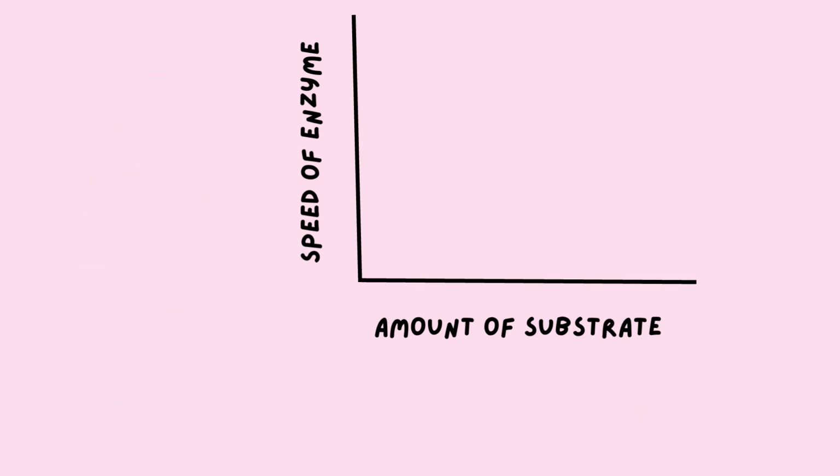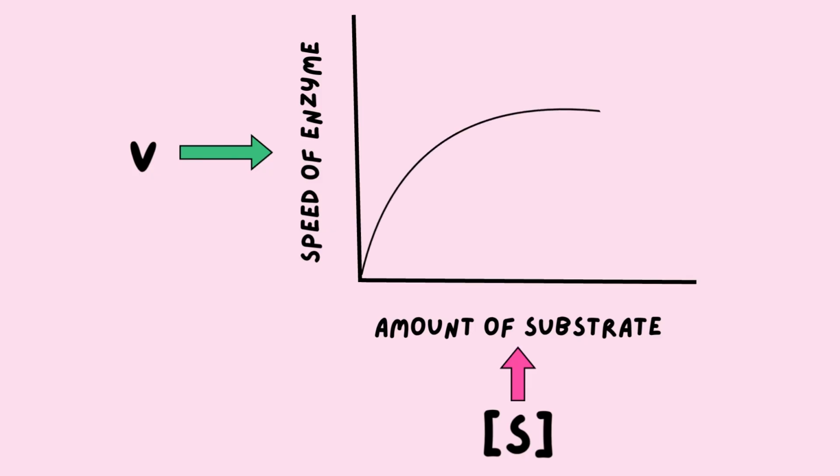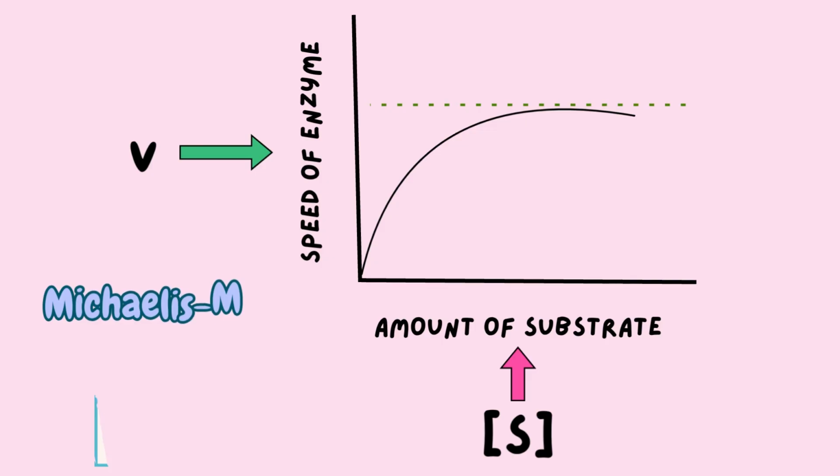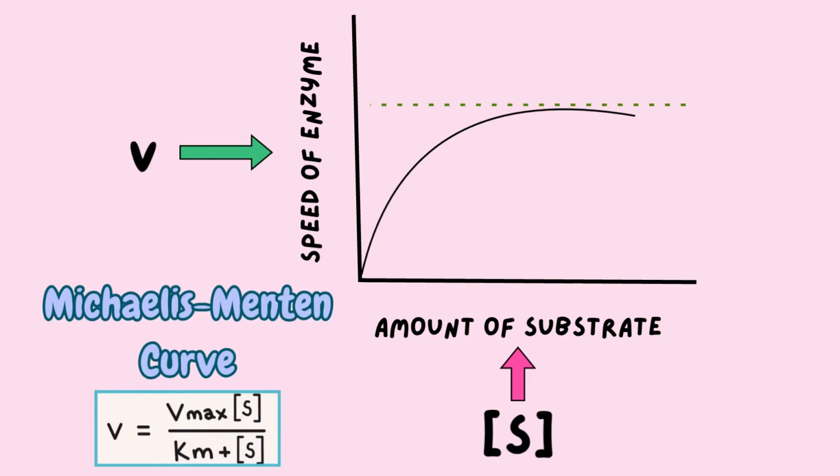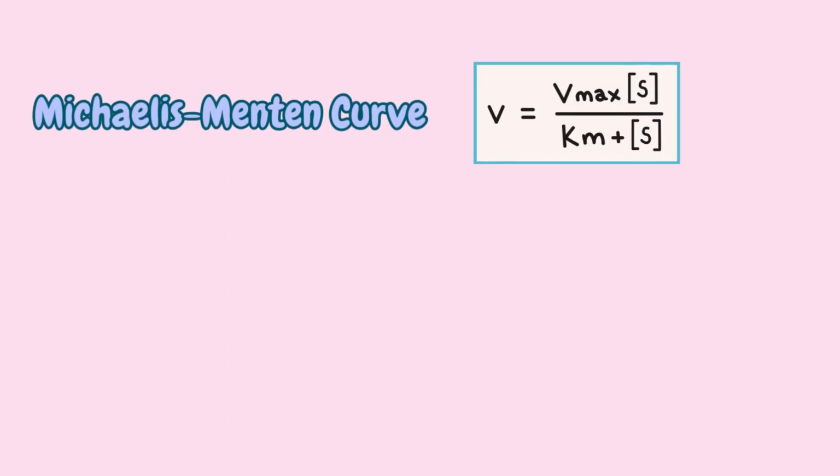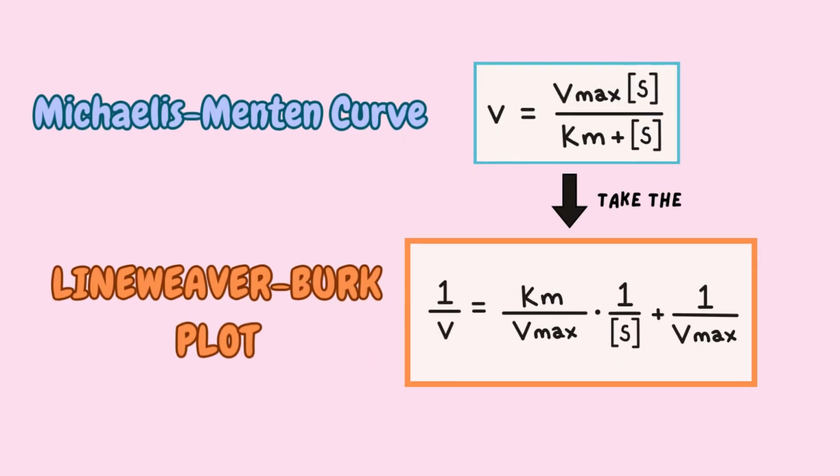If you plot the number of glasses, the substrate concentration, versus the rate of filling, the reaction velocity, you get a curve. There's a fast increase at first, and then it levels off. This is called the Michaelis-Menten curve. Cool, but it's hard to analyze the graph and calculate Vmax because the line curves and flattens out at high substrate concentrations. So, scientists flip the data using a trick called the Lineweaver-Burk plot.